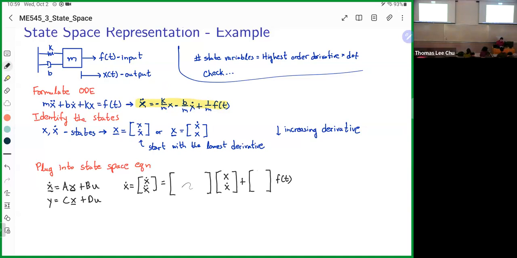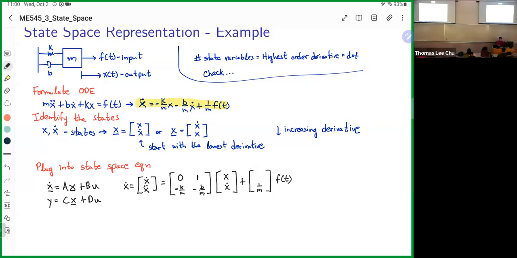What's going to be in this bottom left column? Yep, minus k by m. And then the bottom right is going to be minus b by m. What's going to be in our input right here? Yep, 1 over m. Now let's go to the top row. X dot is equal to, what's going to be in the top left? 0. Yep. Top right? Yes, exactly.